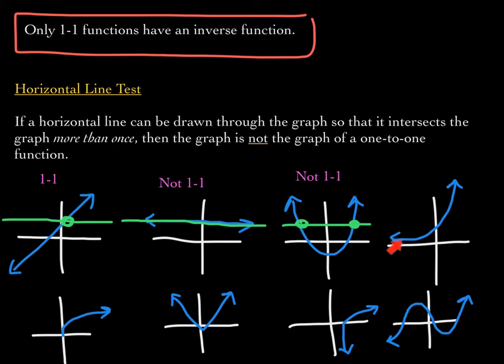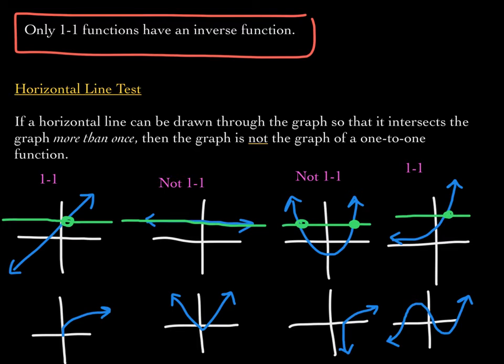Now, this is a curve for an exponential function. This is something that we will learn in a few days. When you apply the horizontal line test, no matter where you choose to draw the horizontal line, it is only crossing your graph one time only. So this one is indeed one-to-one.